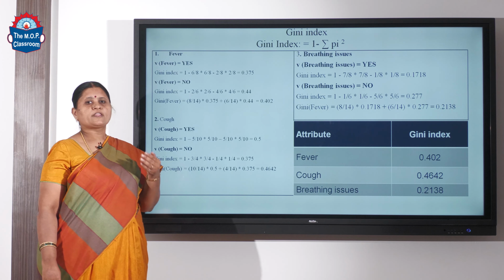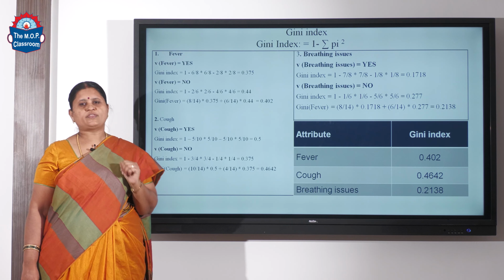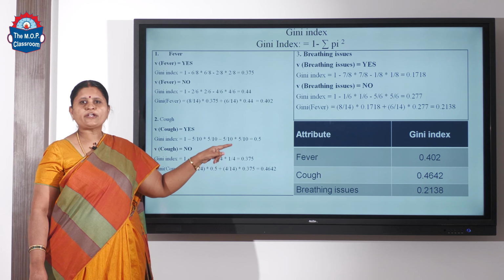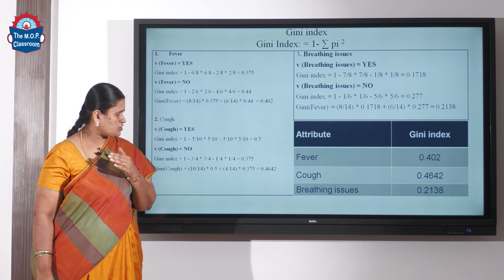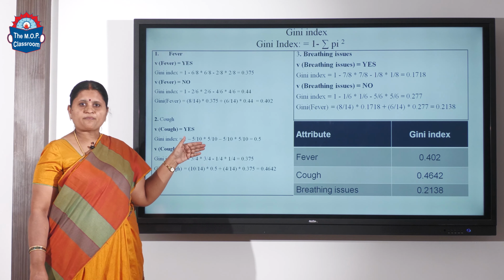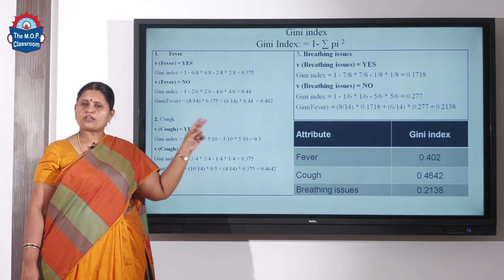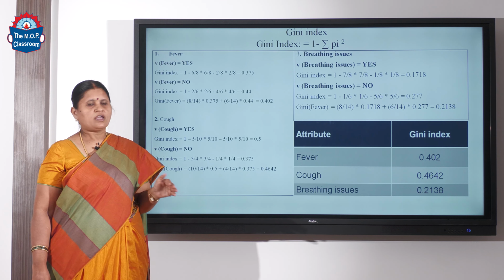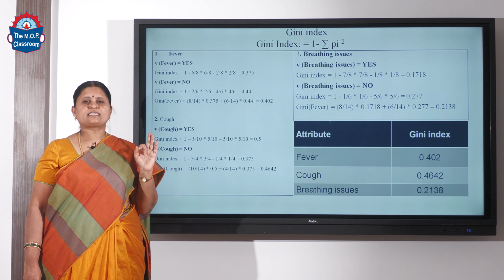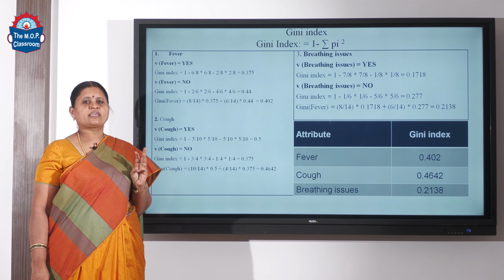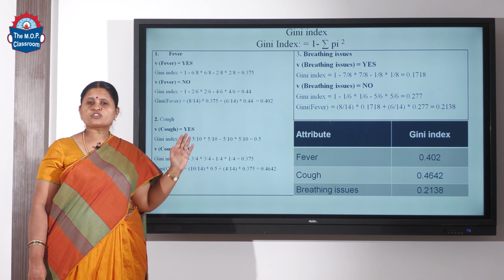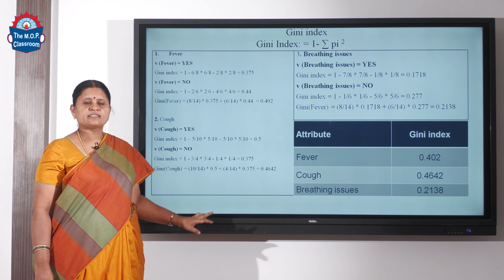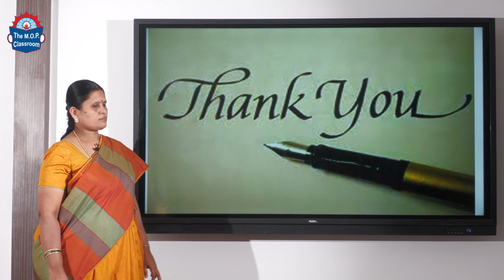According to the Gini index, the lowest value will be considered the root of the decision tree. So again, breathing issues has the lowest value. So 0.2138 will be the root of the decision tree, followed by fever. Fever has 0.40, so that will be next in the decision tree, and then cough, at 0.4642. So these three types of attribute selection measures, information gain, gain ratio and Gini index, are used in various classification algorithms such as ID3, C4.5 and CART. Thank you.